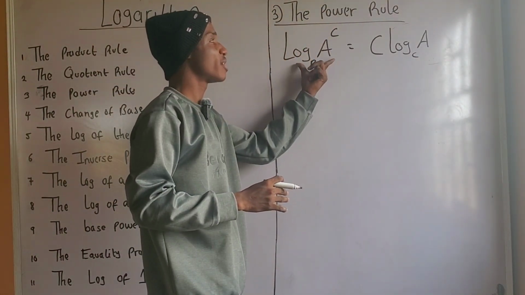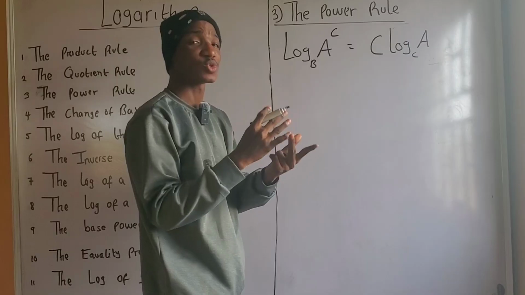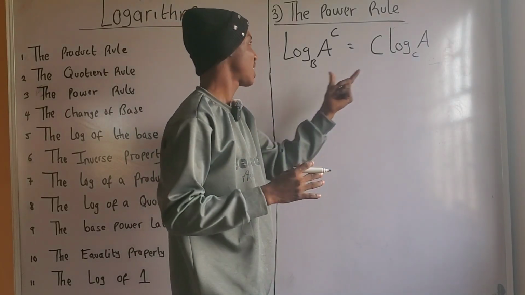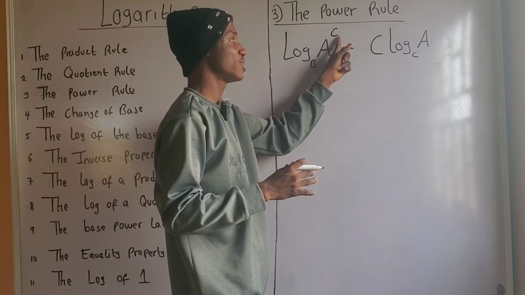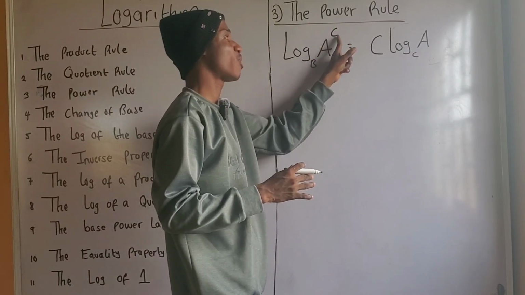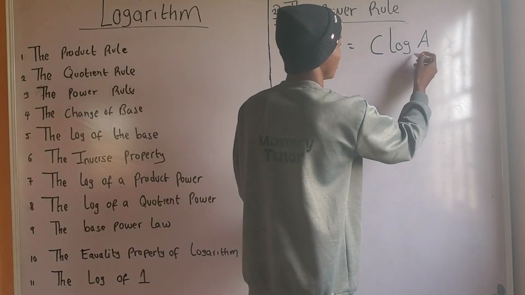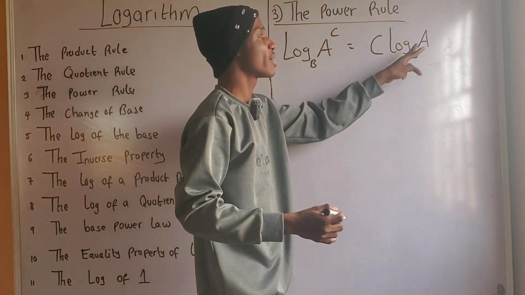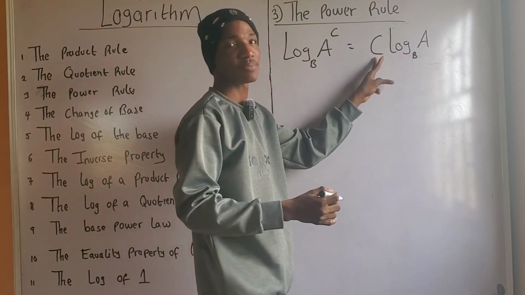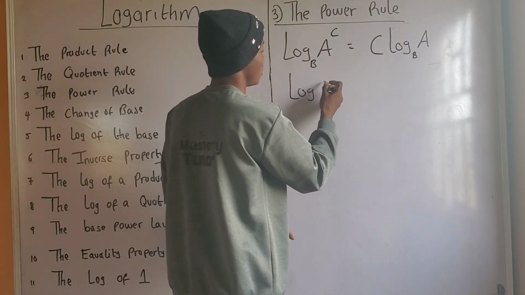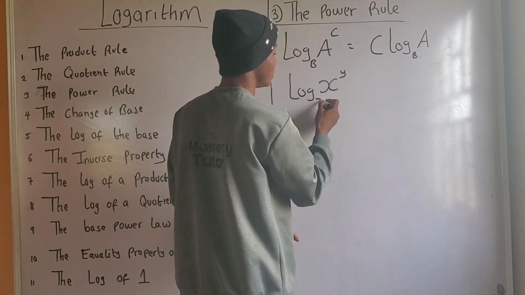If a log is raised to a power, the result will be the product of the power and the log. So that means log A to the power of C, or log A base B to the power of C, will give you log A base B multiplied by C. Do you understand? Okay, let's try this. Log x raised to the power of y base z.